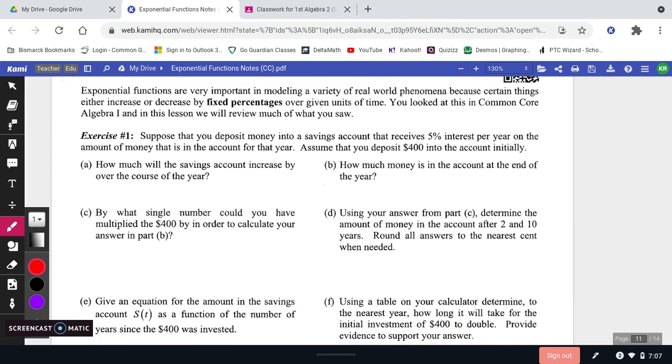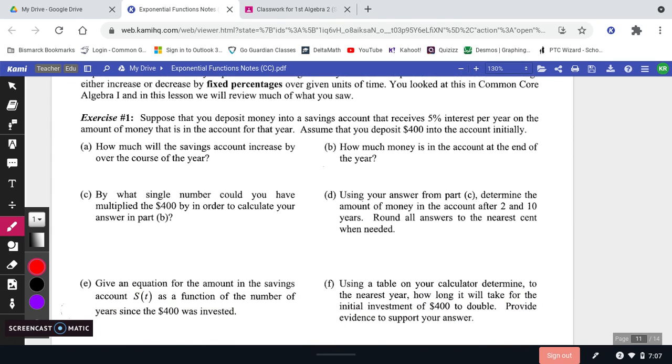So first we're going to use an example about a savings account. If you deposit $400 into the account, you are receiving 5% interest, then how much money will you have? And how can you calculate that from one year to the next? This takes us step by step through that process.